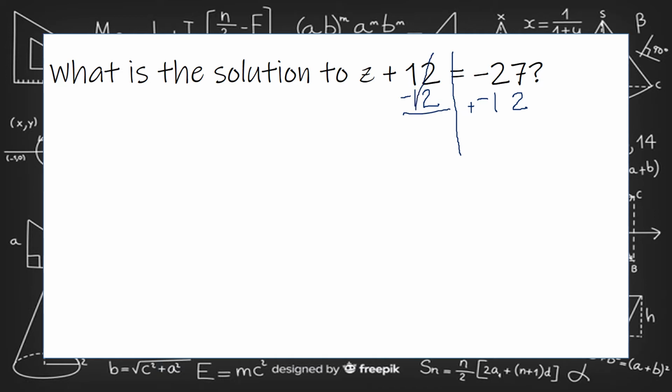Over here, those form a zero pair, and you're just left with 0, so z comes down. Negative 27 plus negative 12 is negative 39. So the solution to this one is z equals negative 39.